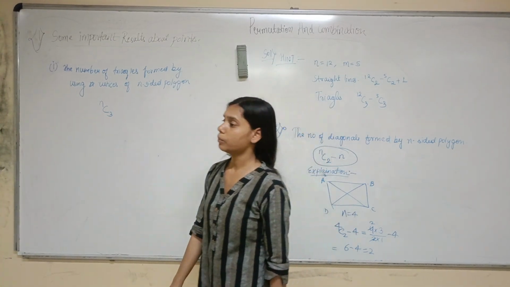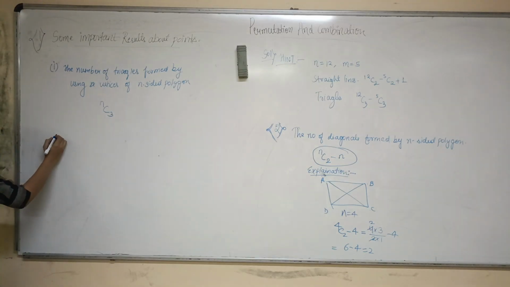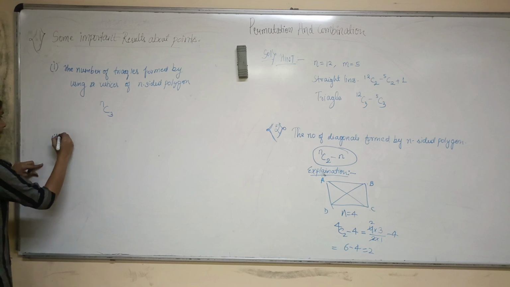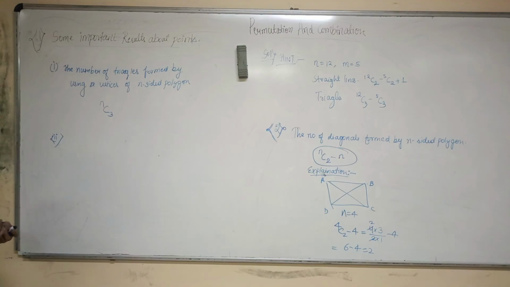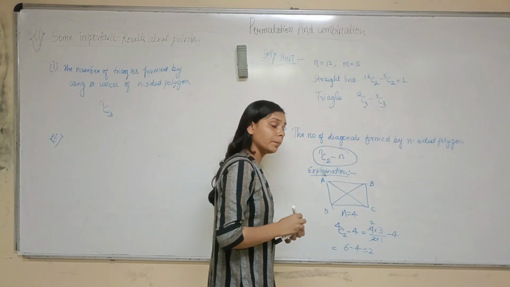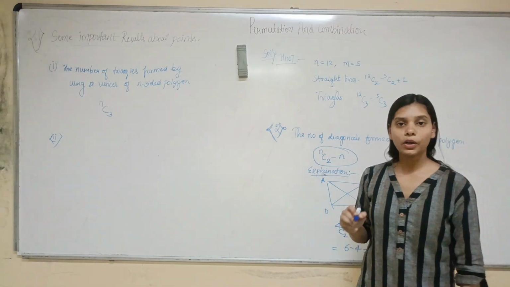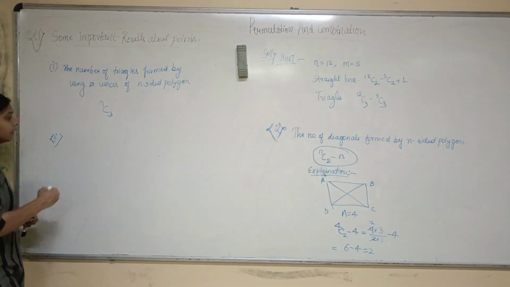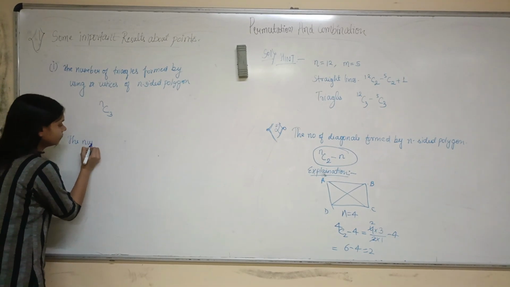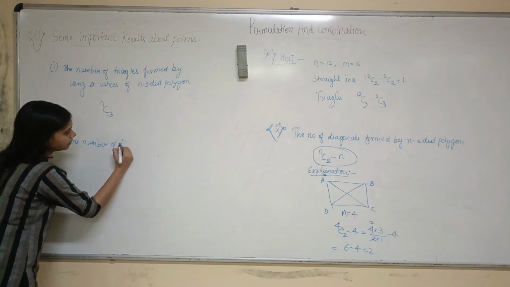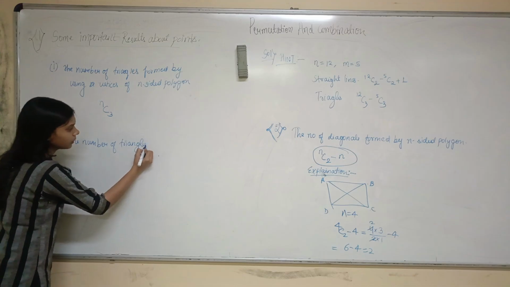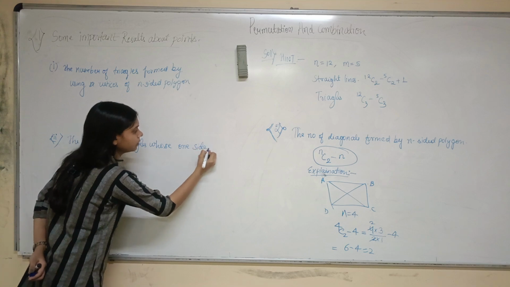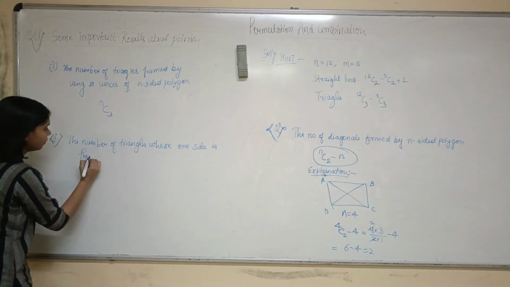Okay. Now the second point. Write down the number of triangles whose one side is the side of the polygon.